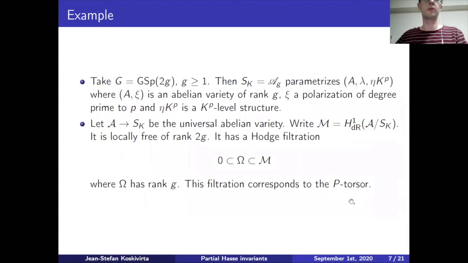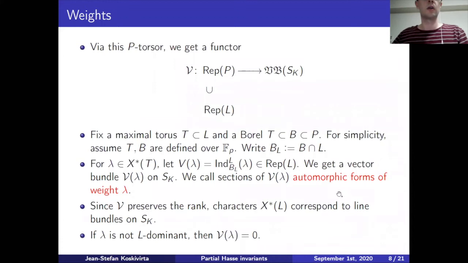Okay, and so from this P-torsor, we obtain a functor V from Rep P, so this is a category of algebraic representations of P, to vector bundles on the Shimura variety, because we can just apply the P-torsor to any representation. And so in particular, we can do this for Rep L. So here Rep L is the full subcategory of Rep P of representations which are trivial on the unipotent radical. So we obtain this construction. So let's fix a maximal torus T in L and some Borel subgroup B containing T and contained in P.